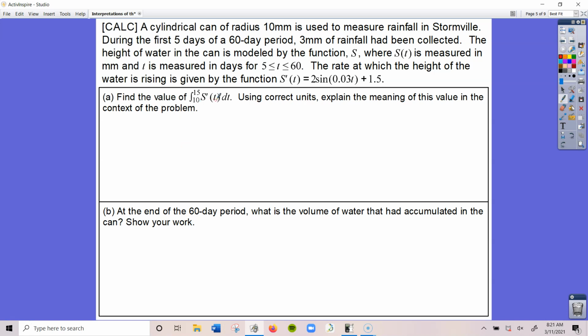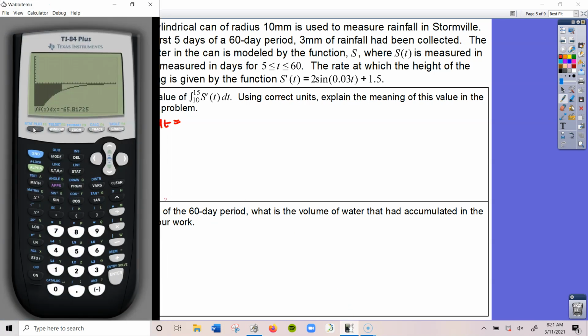So here again is another calculator question, so the calculator can do this work for us. So we're going to integrate from 10 to 15 of s prime of t dt. So I'm going to go to my calculator. I'm going to go to my y equals menu, and I'm going to type in my new function, which is 2 sine of 0.03x plus 1.5. I'm going to also adjust my window here because this is for the interval from 5 to 60 days. So I'm going to go from 5 to 60. And now we'll graph that.